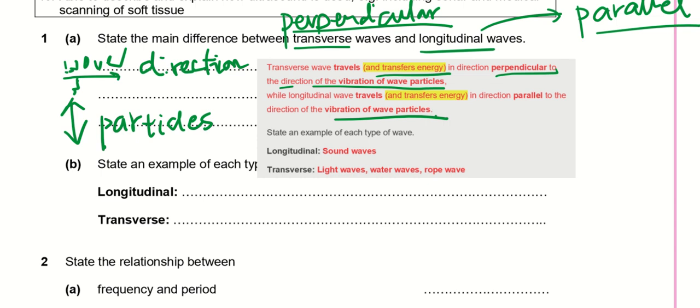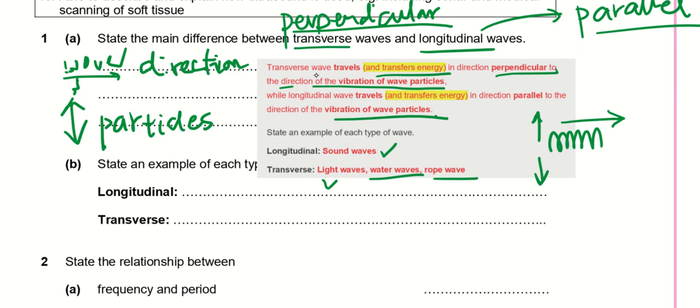Next part, state an example of each type of wave. For longitudinal, it is sound wave. That's the only one in our syllabus. For transverse, we have a few. We have light waves, water waves, and rope waves. Sometimes in class I show you using a slinky. If we vibrate the slinky up and down, the wave will go this way, so it is a transverse wave.